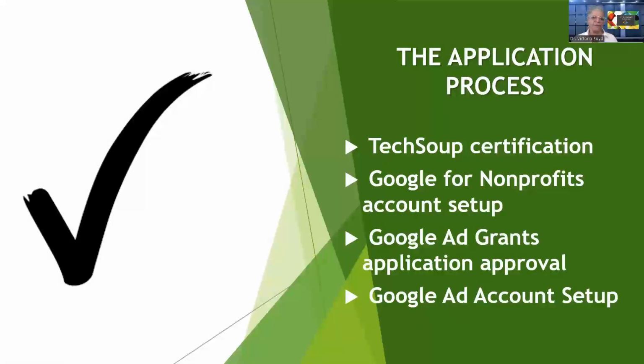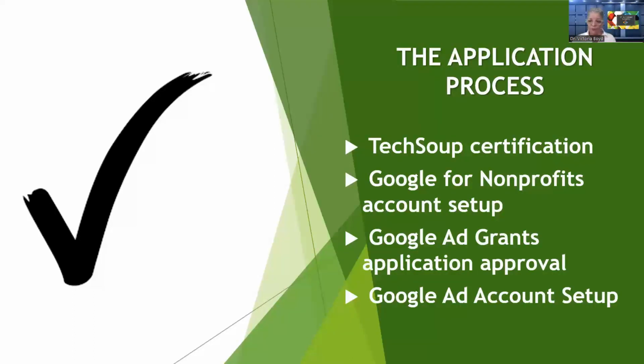Through that, they give you a lot of free services, and it's something that you want to look into even if you don't apply for the Google Ad Grants. Once you have those two things in place, then you are given access to the Google Ad Grant application process, and that's when you get your grant approval. But you have to set up those first two things before they will even open up the portal to get to the application.